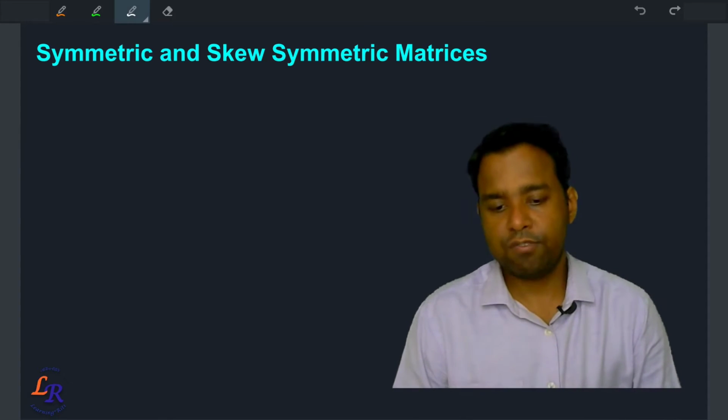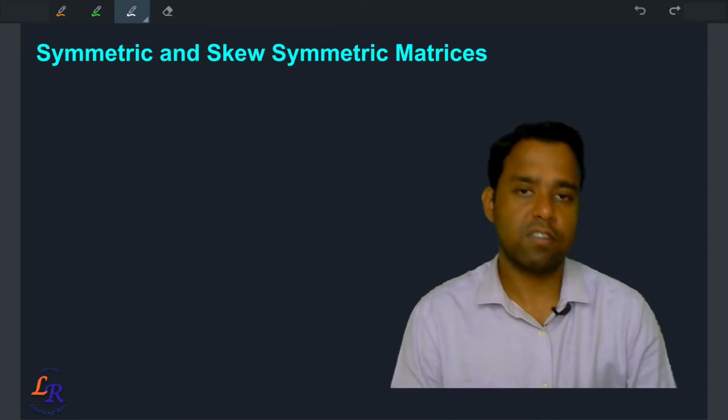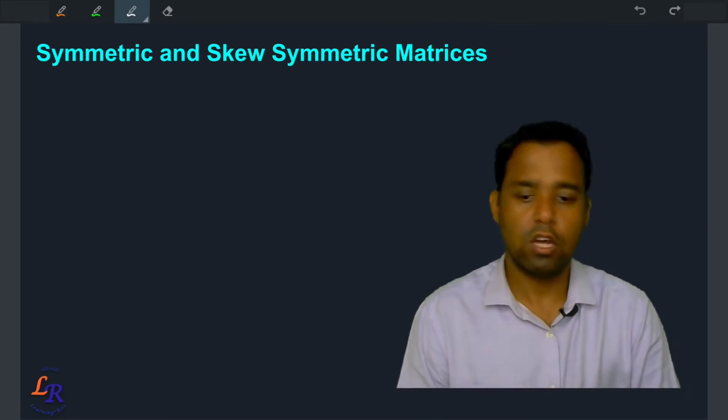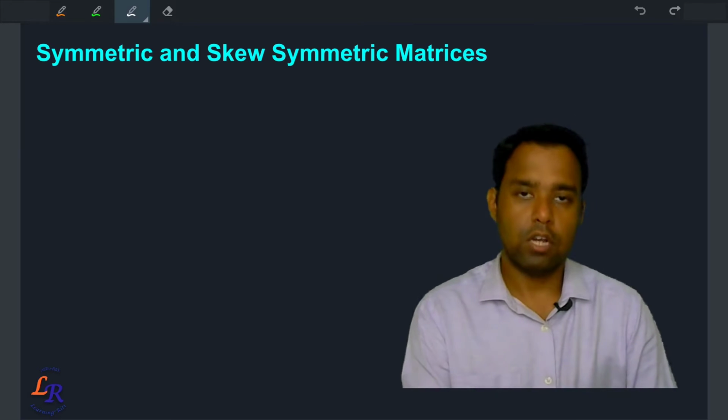Namaskar. So now as we have seen about the transpose of a matrix, what it is, how to calculate it, and what its properties are, let's see some further properties utilizing the transpose of a matrix. Here we will see what symmetric and skew symmetric matrices are and their properties.